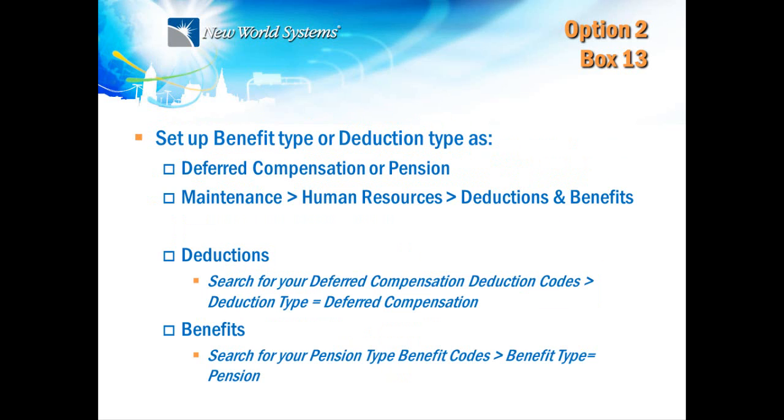Another option is to set up the benefit or deduction with the type of deferred compensation or pension. You may set up your benefit type or deduction type as deferred compensation or pension. To access your deduction and benefit codes, go to Maintenance, Human Resources, Deductions and Benefits. Then select Deductions. In this list, search for your deferred compensation deduction codes and verify that the deduction type is set to deferred compensation. From the same area, Maintenance, Human Resources, Deductions and Benefits, search for your pension type benefit codes and verify that your benefit type is equal to pension.